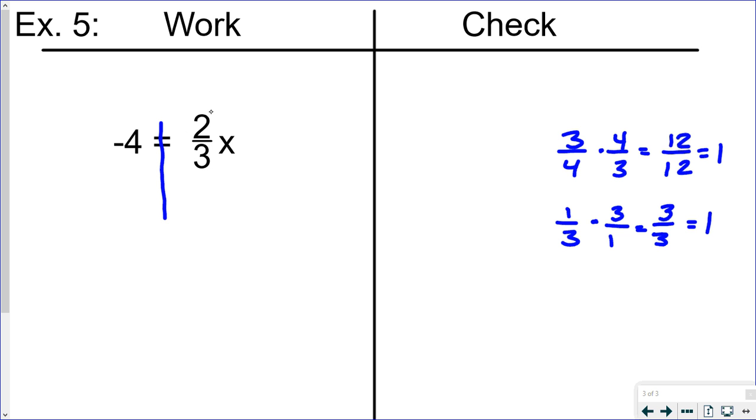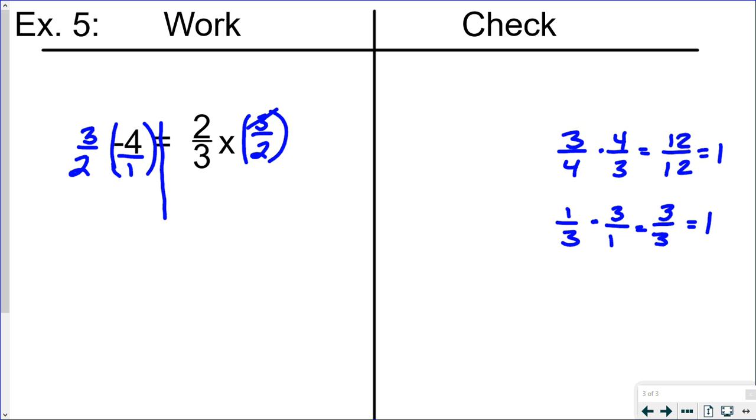So to get rid of this 2/3, we're going to use that. And we're going to multiply both sides by the reciprocal of 2/3, which is 3/2. And what I'm going to do over here with this negative 4 is I'm just going to put it over 1. So when you multiply a fraction times a whole number, just put the whole number over 1.